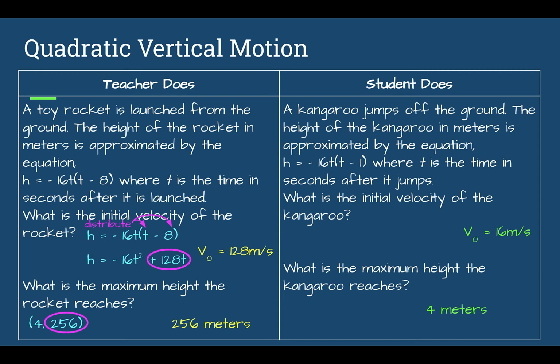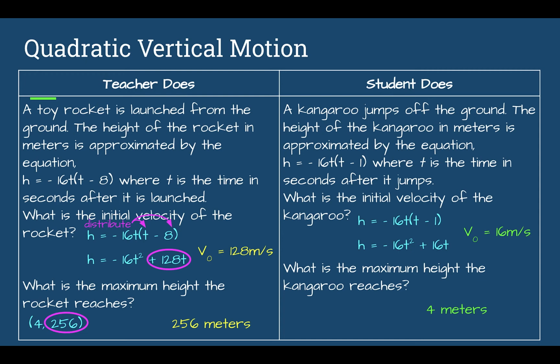For the initial velocity, if we take our original equation that we started with and multiply it out to reveal a different structure, we end up with negative 16t squared plus 16t, and that value in front of t, 16, is your initial velocity. In both of these situations, there is no initial height because both the rocket and the kangaroo started from the ground, so they started at 0.